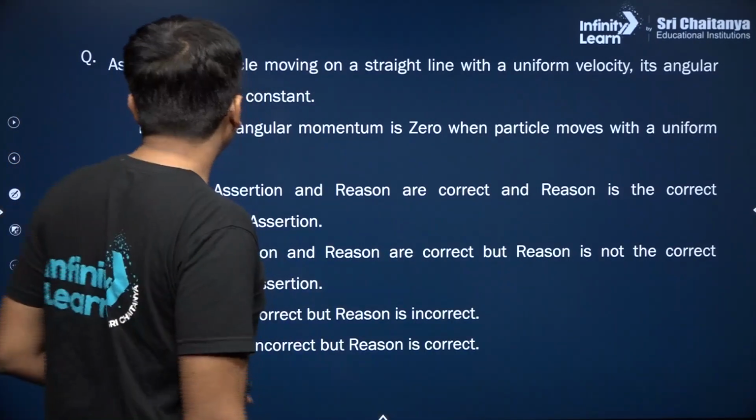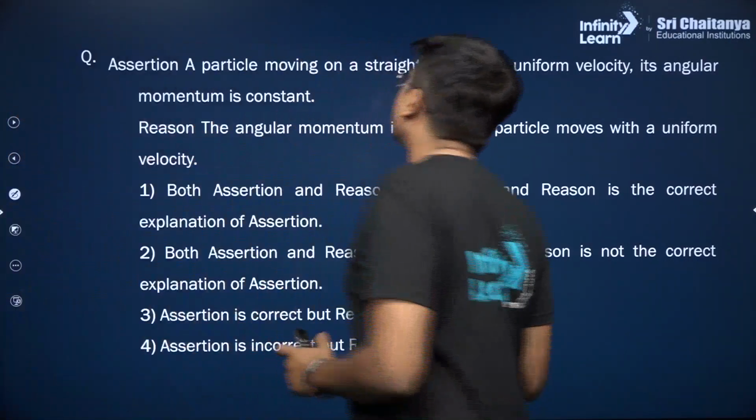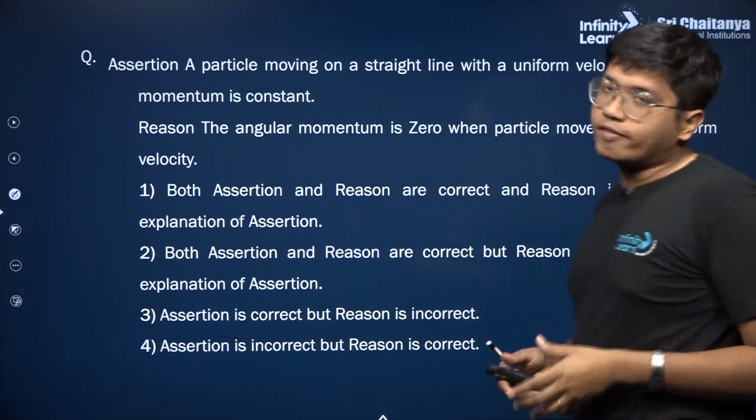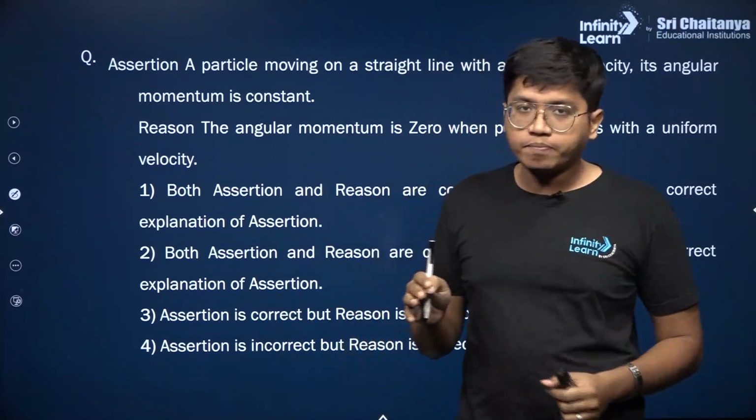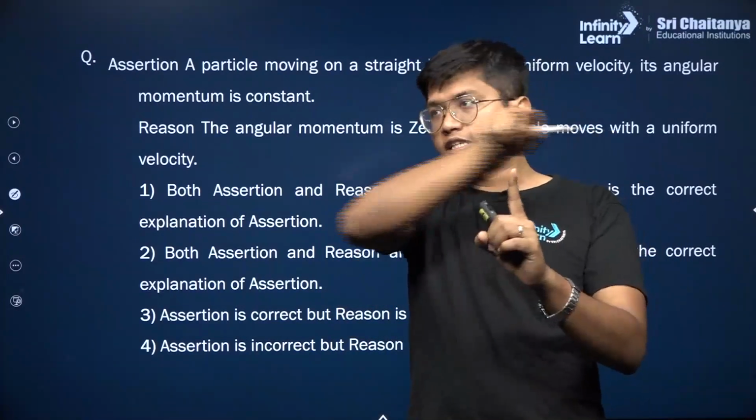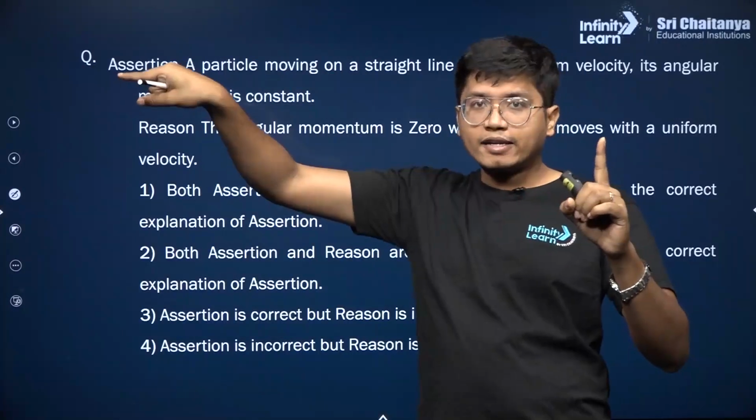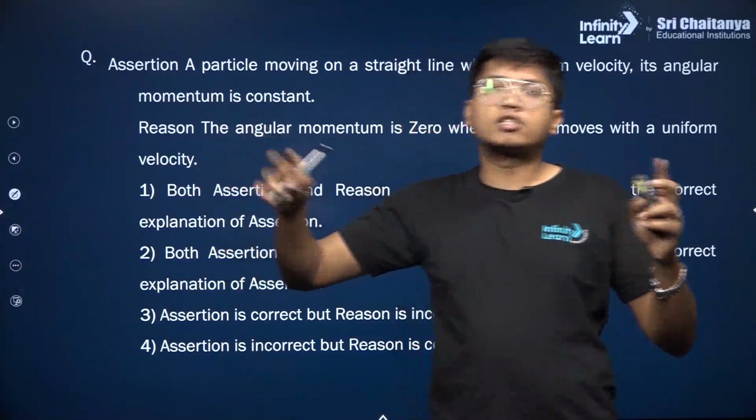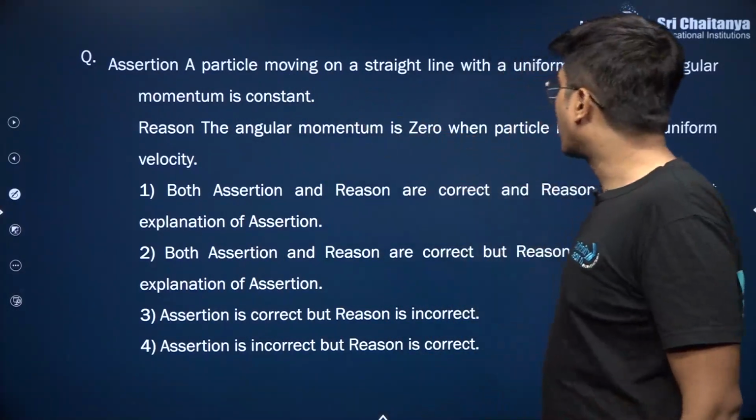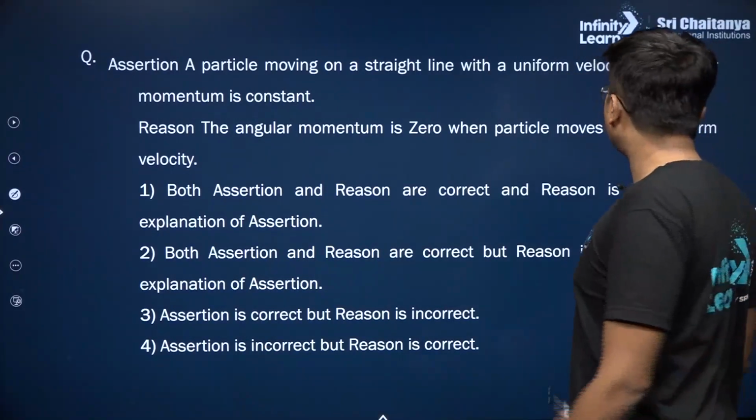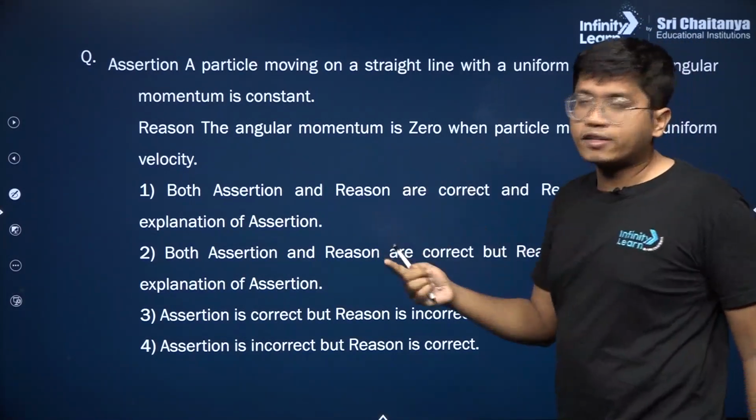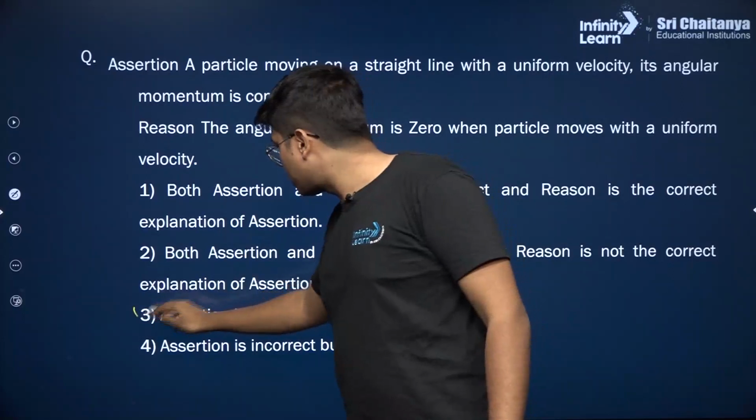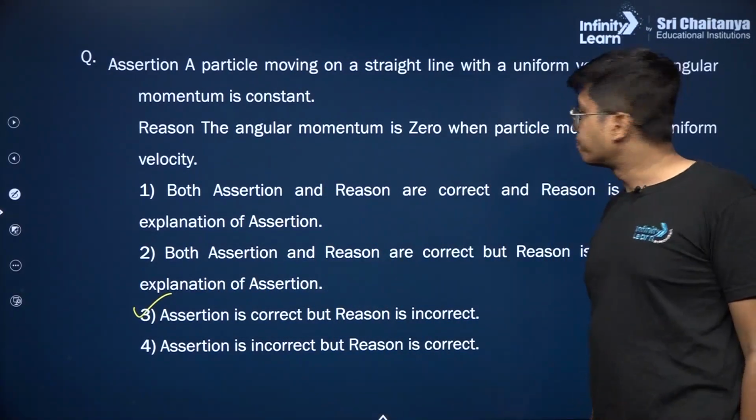Next question, it's an assertion reason one. It says that a particle moving on a straight line with a uniform velocity, angular momentum is constant. That is true. We know angular momentum is given by mvr sine theta, or rather the speed into the perpendicular distance. Even if it crosses, if it keeps going in that direction, the perpendicular distance remains the same with the line of motion. Speed remains constant and everything. So this is true. Angular momentum is constant. Next, angular momentum is 0 when particle moves with uniform velocity. This is incorrect because the first one is correct. So that means our correct option is this. The assertion is correct, but the reason is incorrect.